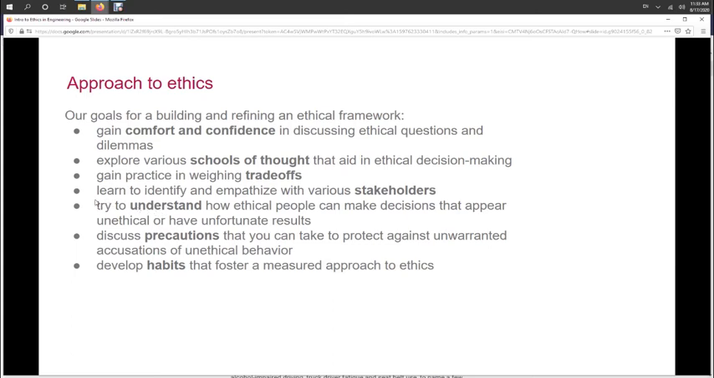And for this point here, trying to understand how ethical people can make decisions that appear unethical, when I see that, what I think is, we should try and be fair to other people who may be accused of being unethical.